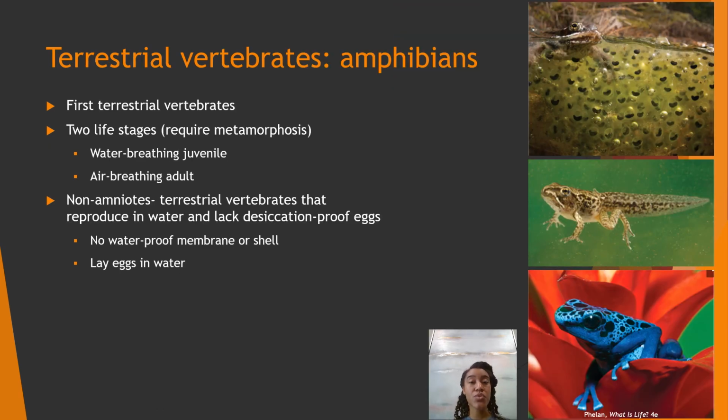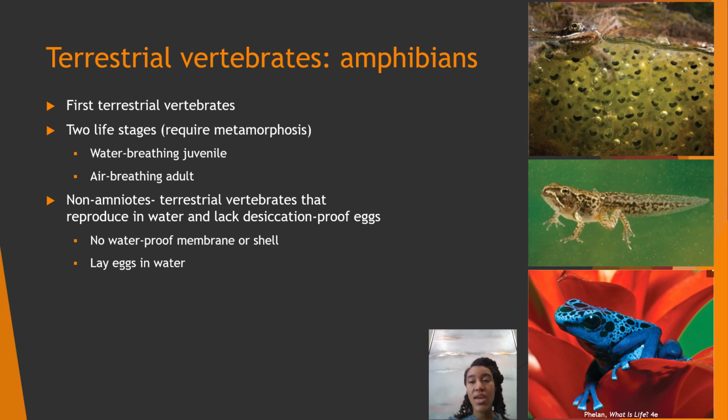Amphibians were the first terrestrial vertebrates, and the term amphibian just means bearer of 2 lives. And they're called this because part of their life cycle, when they're juveniles, they breathe water. And then when they're adults, their second part of their life cycle, they breathe air. And like I mentioned in the last slide, amphibians are non-amniotes, so they are terrestrial vertebrates that do not have a desiccation-proof egg. So that means their eggs do not have a shell or a waterproof membrane. As a result, they must lay their eggs in or around water.